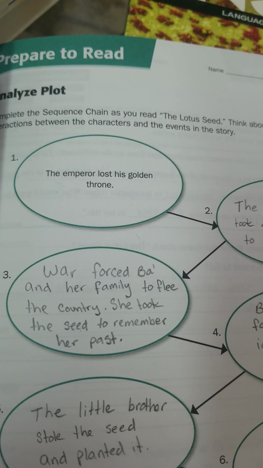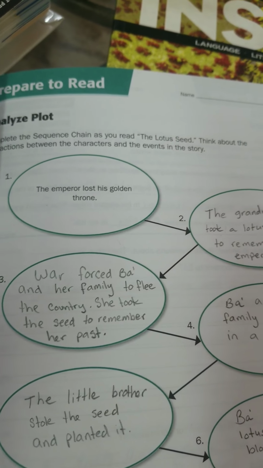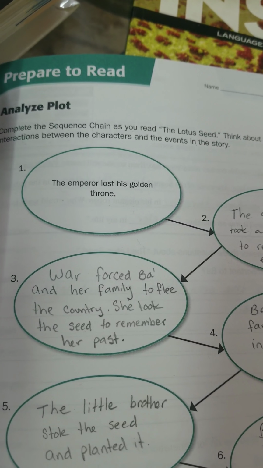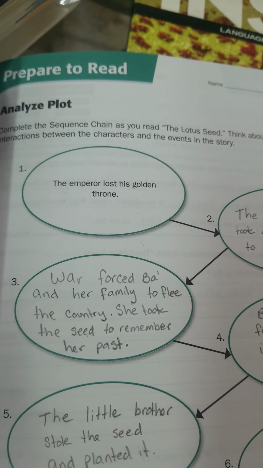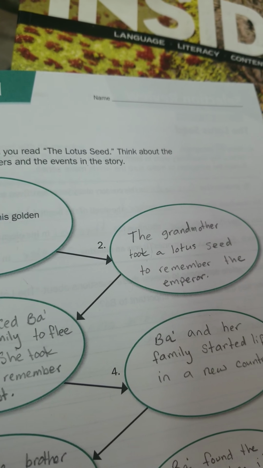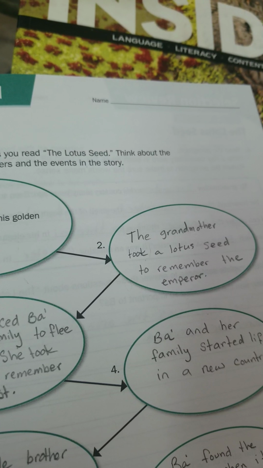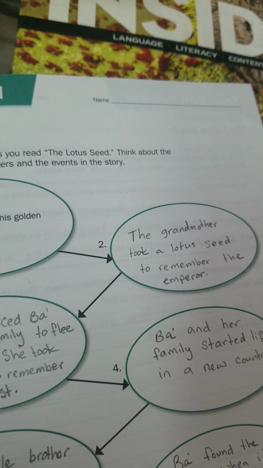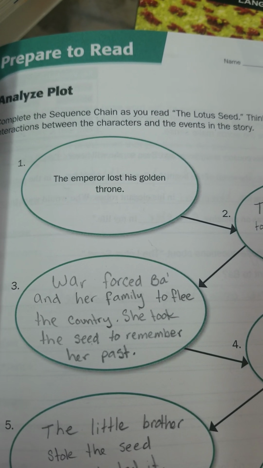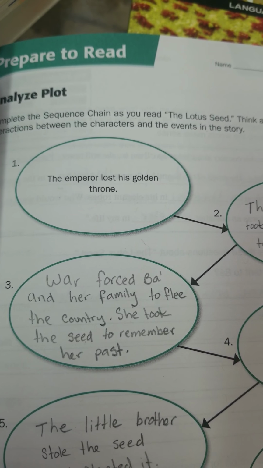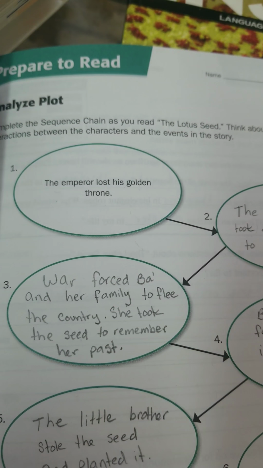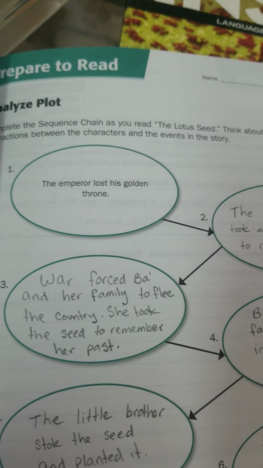So the first one is you had to analyze the interactions between the characters and the events in the story. The first one that they gave you was the emperor lost his golden throne. I had number 2, the grandmother took a lotus seed to remember the emperor. That was the second event that happened in the story. Number 3 is the war forced Bay and her family to flee the country. Flee means to escape. She took the seed to remember her past.